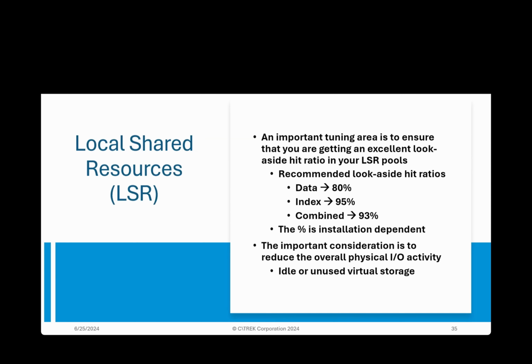Using C-Trek, we have found that clients have been able to save anywhere from 3% to 15% of CICS CPU. The 15% are the ones that really didn't do much tuning. The 3% are the ones who have really gone wild; they like to do all the tuning all the time.